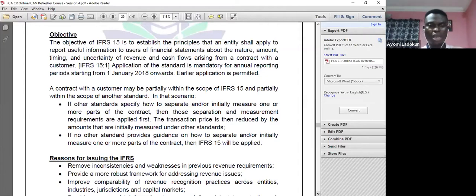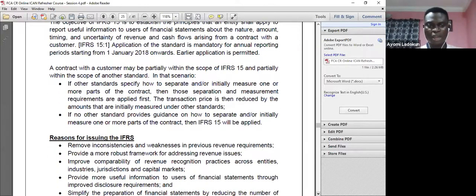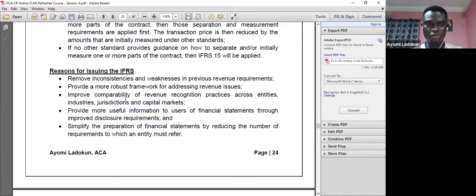Okay, now why was IFRS 15 issued? Like I said, to remove inconsistencies and weaknesses in the previous revenue requirements. So you need to know this, you need to put this in your head, all right? Also to provide a more robust framework for addressing revenue issues. Now I've said that earlier on, and also to improve comparability of revenue recognition practices.